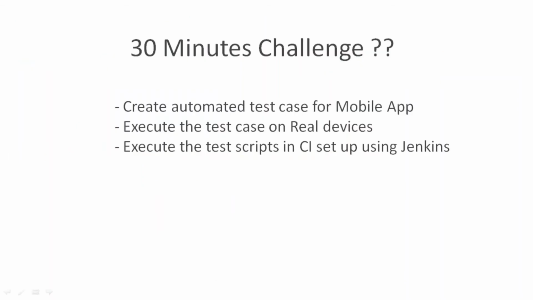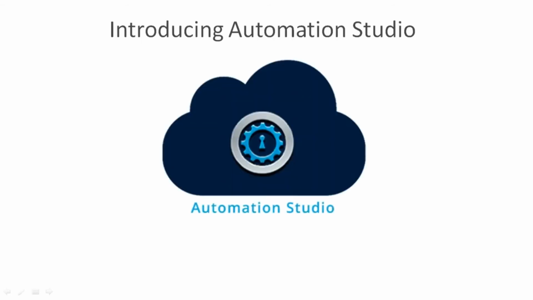Well, basically this is a 30 minutes challenge. That's how the webinar topic even suggests. So what we will be doing here is showcasing how to create an automation test case for mobile applications. We will showcase how to execute the test cases on real devices, and we will also see how you can execute the test scripts in a CI setup using Jenkins. So all these three things we will be seeing within 30 minutes. And it is pretty simple here. So let's see what we have in store to achieve this.